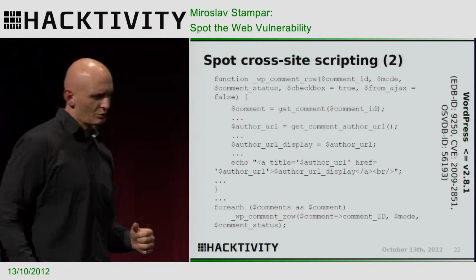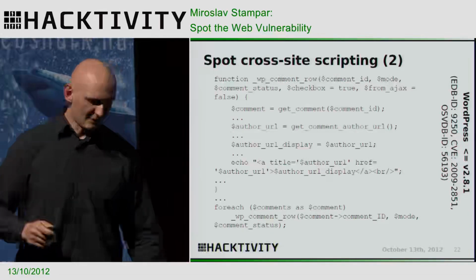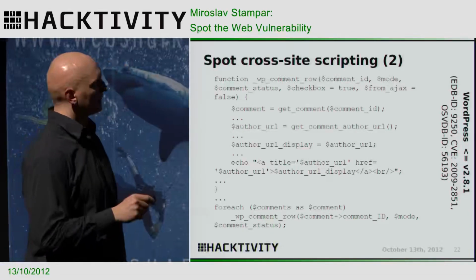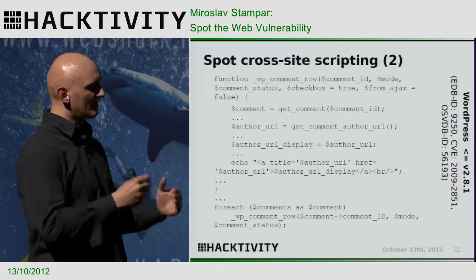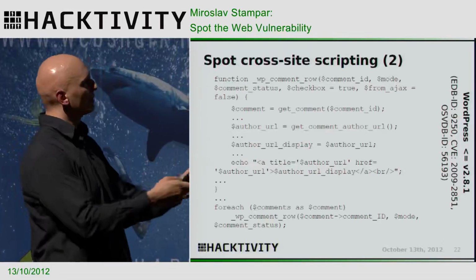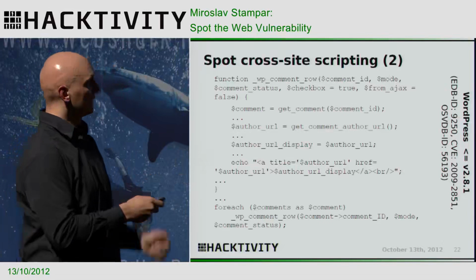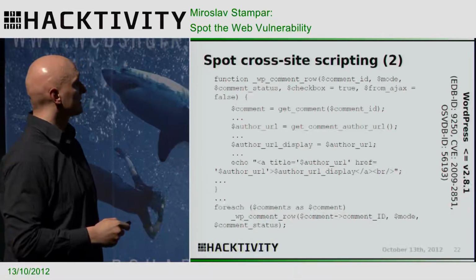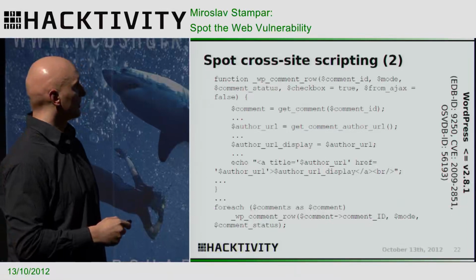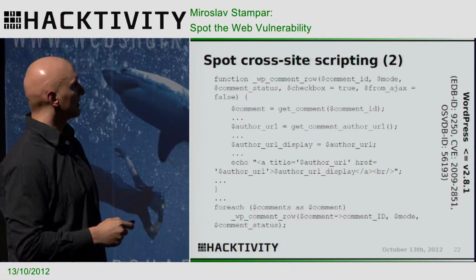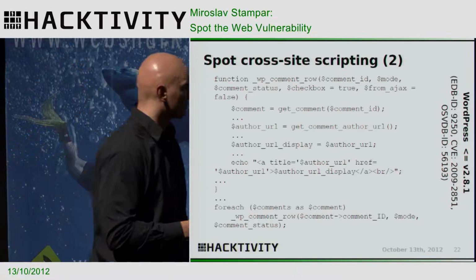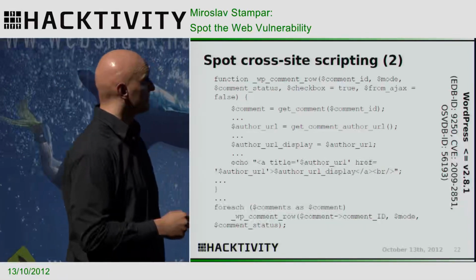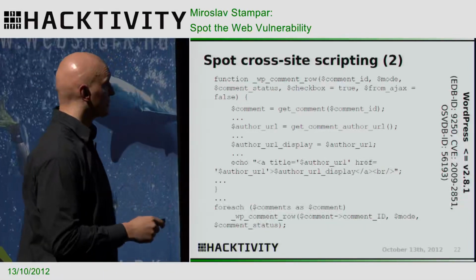So the common way to deal with vulnerabilities is to store stuff unfiltered in the database, but when you present it or use it inside the page, you should somehow filter it. In this example, the author URL was just blindly taken from the underlying database and displayed inside the page content.